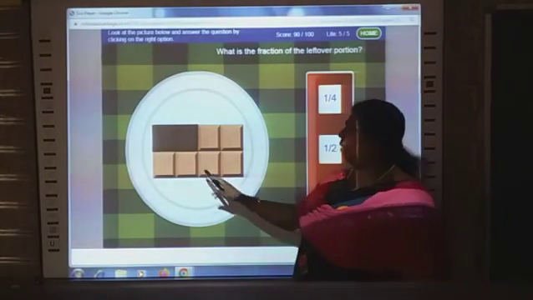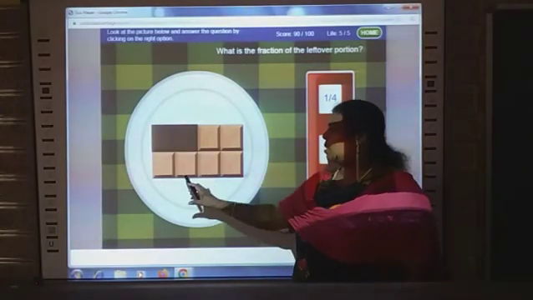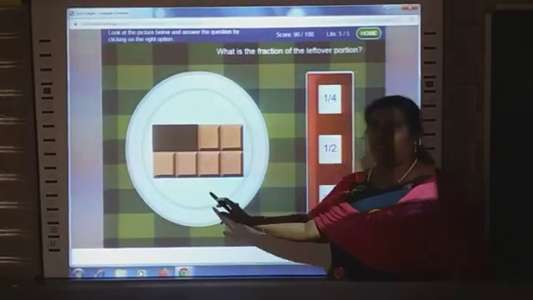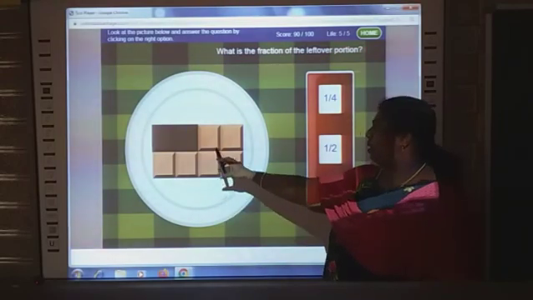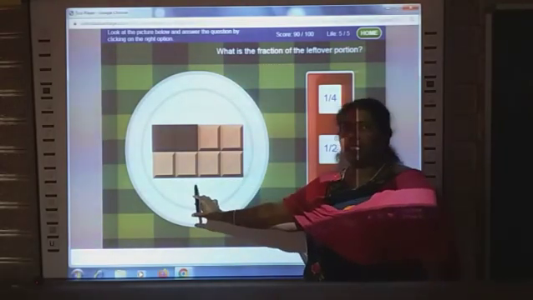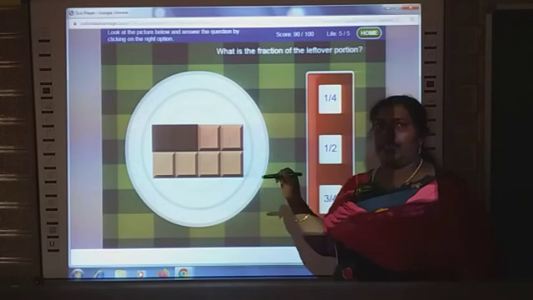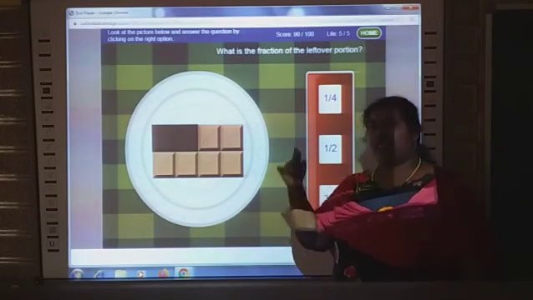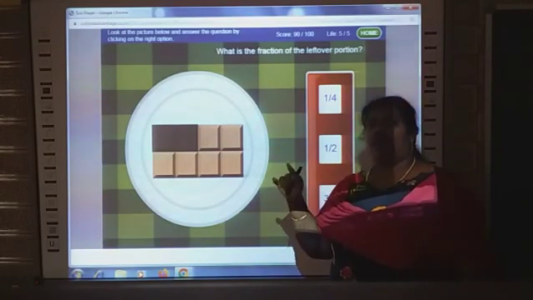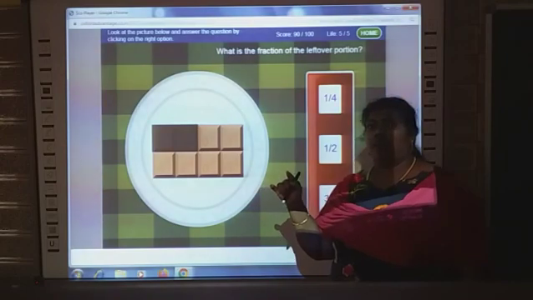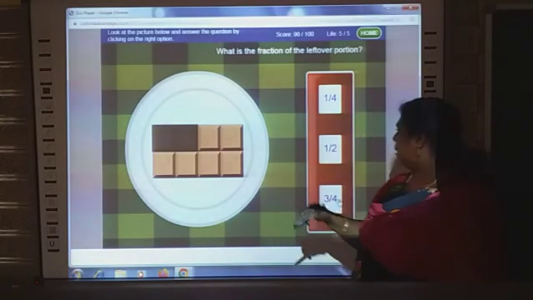Here the chocolate, here 8 pieces. Total number of pieces, how much? 8. How many pieces left? 6 pieces, right? That is 6 by 8. If you are reducing that 6 divided by 8, what will we get? We will get 3 by 4, right? 3 by 4.